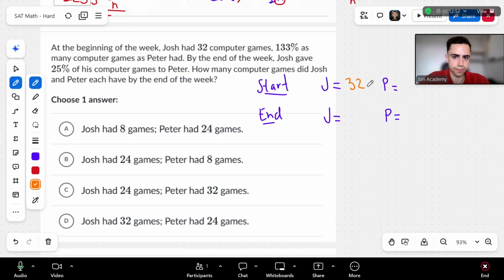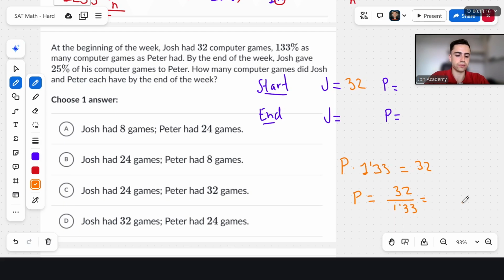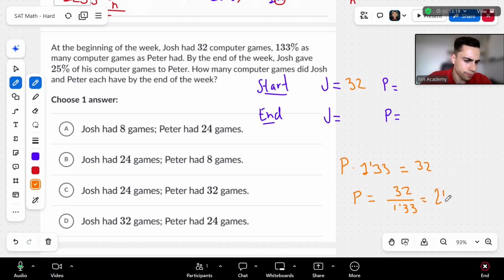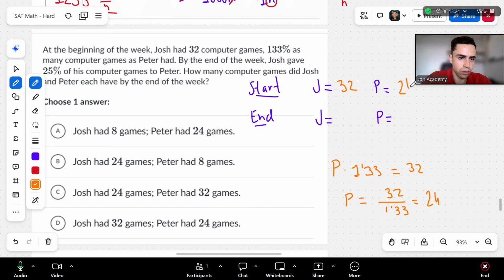Josh is 32 and he has 133% more, no? So that means that Peter times 1.33 should be equal to 32. Therefore, P equals 32 divided by this 1.33. And let's see what's that equal to on the calculator. That's almost 24, no? Yeah, 24 if you round it, no? Basically. So here we have 24 and 32 at the beginning, that way.